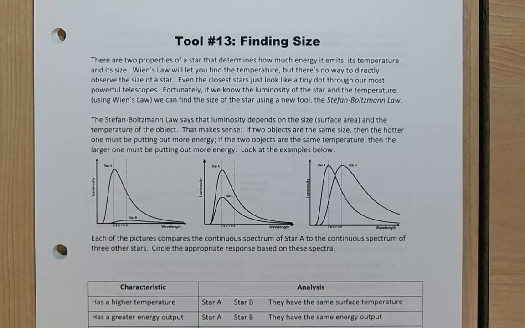So, we figured out how we can make measurements of the stars to figure out their luminosities and their temperatures, and now we can take the spectra. What else can we figure out? Well, we can figure out their size, because the luminosity of a star depends on its temperature and its size.